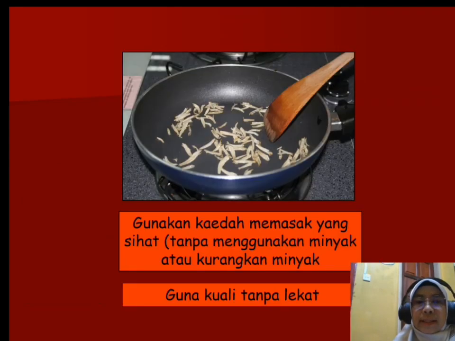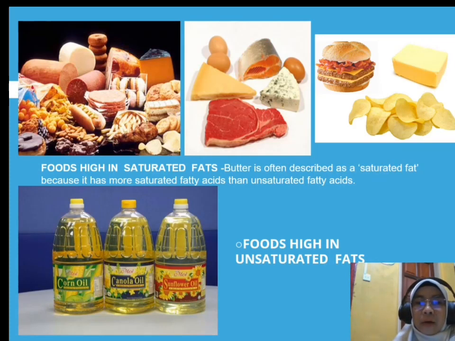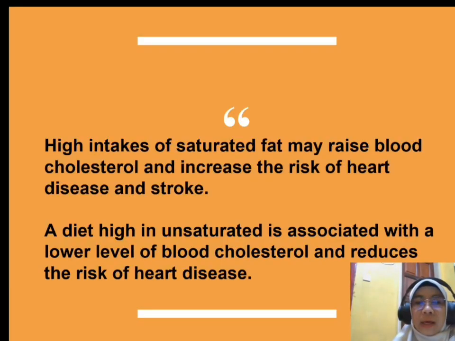Okay, this is a tip for healthy food preparation, not high in cholesterol and fat. Okay, foods high in saturated fats, such as butter, are often described as saturated fat because they have more saturated fatty acids than unsaturated fatty acids. Okay, high intake of saturated fat may raise blood pressure and increase the risk of heart disease and stroke. A diet high in unsaturated fat is associated with lower levels of blood pressure and reduced risk of heart disease.